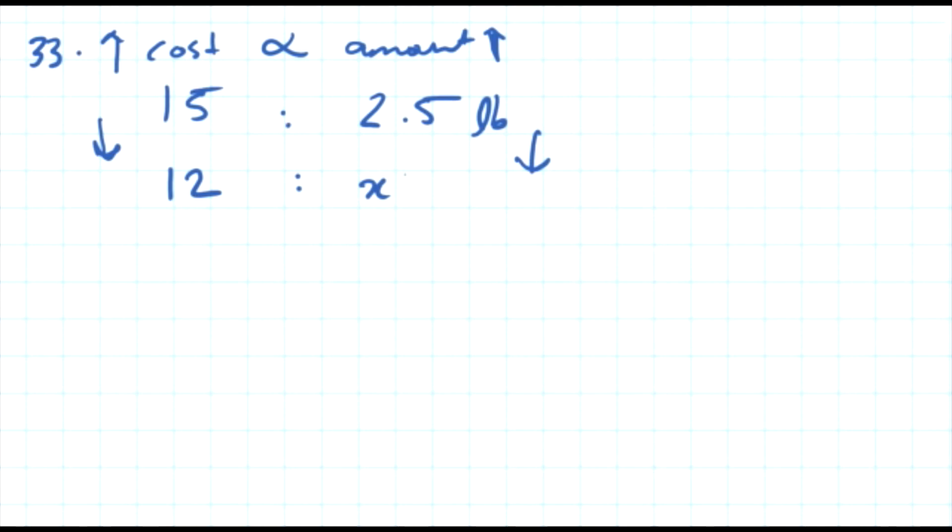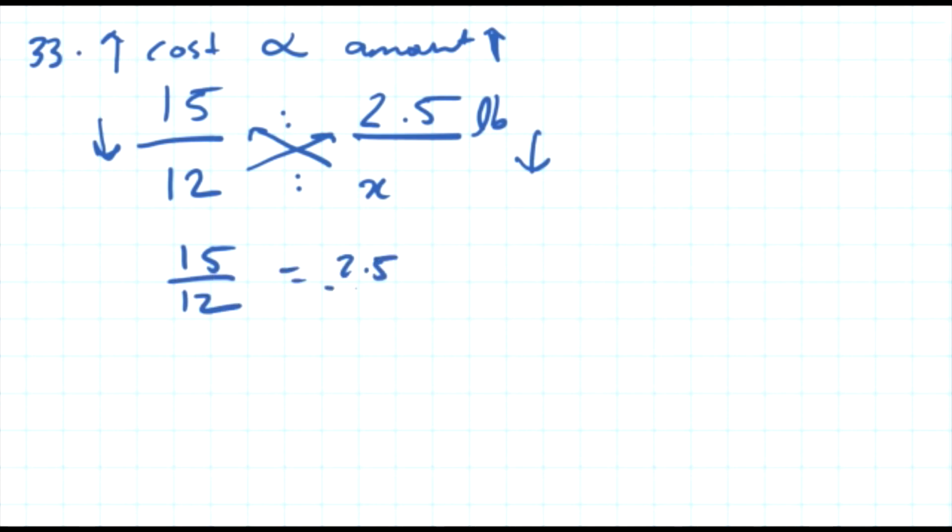Now one way to solve that is you can cross multiply. You can treat this whole thing as fractions. So that will make it 15 over 12 is equal to 2.5 over x. Now to solve for x, I can cross multiply on both sides. But before we do that, let's simplify and make it easier on ourselves. We can simplify this by 3, and that'll make it 5 over 4.